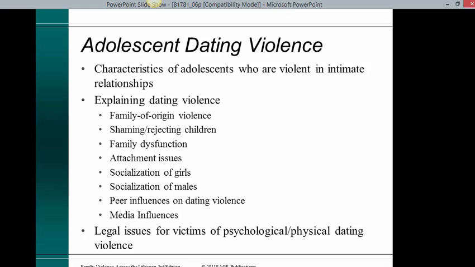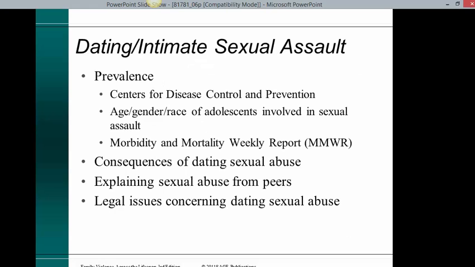Adolescent dating violence continued, characteristics of adolescent who are violent in intimate relationships, explaining dating violence, including family of origin violence, shaming, rejecting children, family dysfunction, attachment issues, socialization of girls, socialization of males, peer influences on dating violence, and media influences, legal issues for victims, and psychological, physical dating violence.